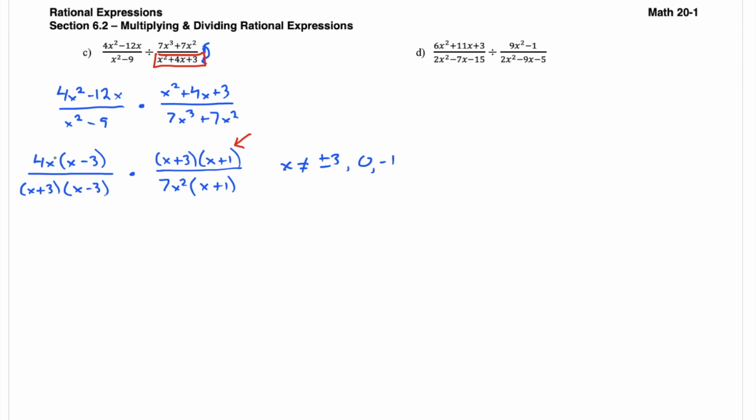So we can cancel things out. This 4x will cancel out with one of those there. So I'll take that x squared down to an x. X plus 3, x plus 3. The x minus 3s cancel out. The x plus 1s cancel out. And so in this case, what we'll be left with is just 4 over 7x, where x cannot equal plus or minus 3, 0, and 1.